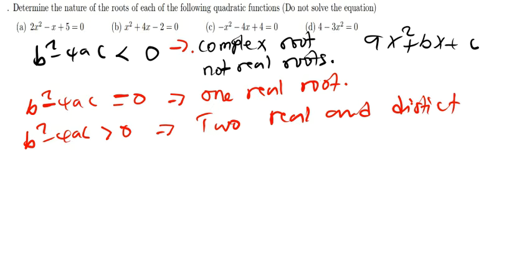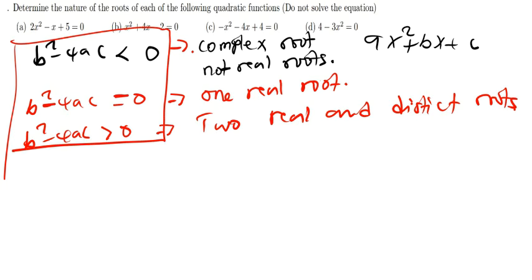What does it mean? You are going to have 2 real roots. Here we said if it is equal to 0, you are going to have 1 real root. But if it is greater than 0, you are going to have 2 real roots, but they are going to be different. That's why we are saying 2 real and distinct roots. They are going to be real, but they are going to be different. So these are the things that we use to determine the nature of the quadratic equation.